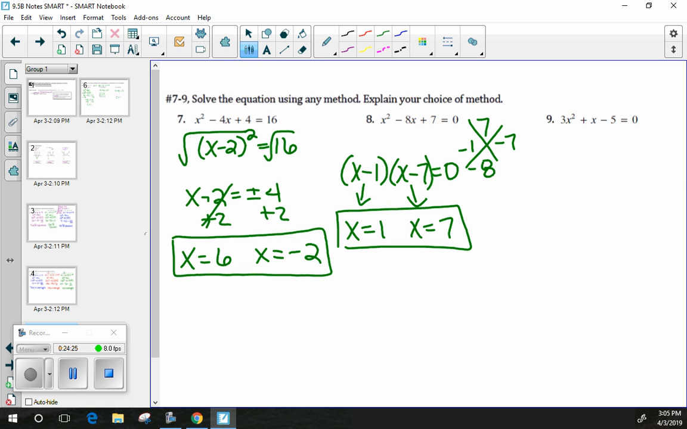We could try to factor it. But we'd have to do the longer factoring method. 3 times negative 5 is 15. I'm not really thinking there's any factors of 15 that combine to 1. So, do you think this is a good choice for completing the square? Completing the square? We would have to divide through by the 3, which is going to give us fractions.